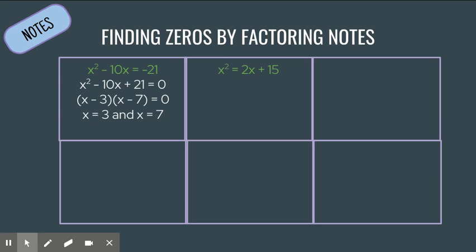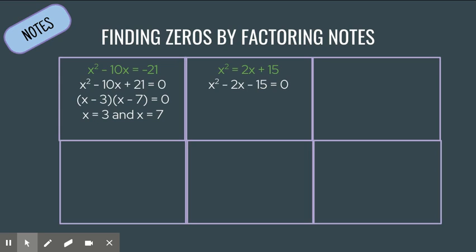X squared equals 2x plus 15. This time I need to minus the 2x to the other side, and I need to minus the 15, because I want it to equal 0. And one quick thing, I don't want to move the x squared because we don't want a negative in front. That's going to mess up our factoring. So that's why I'm moving the 2x and the 15 instead of the x squared.